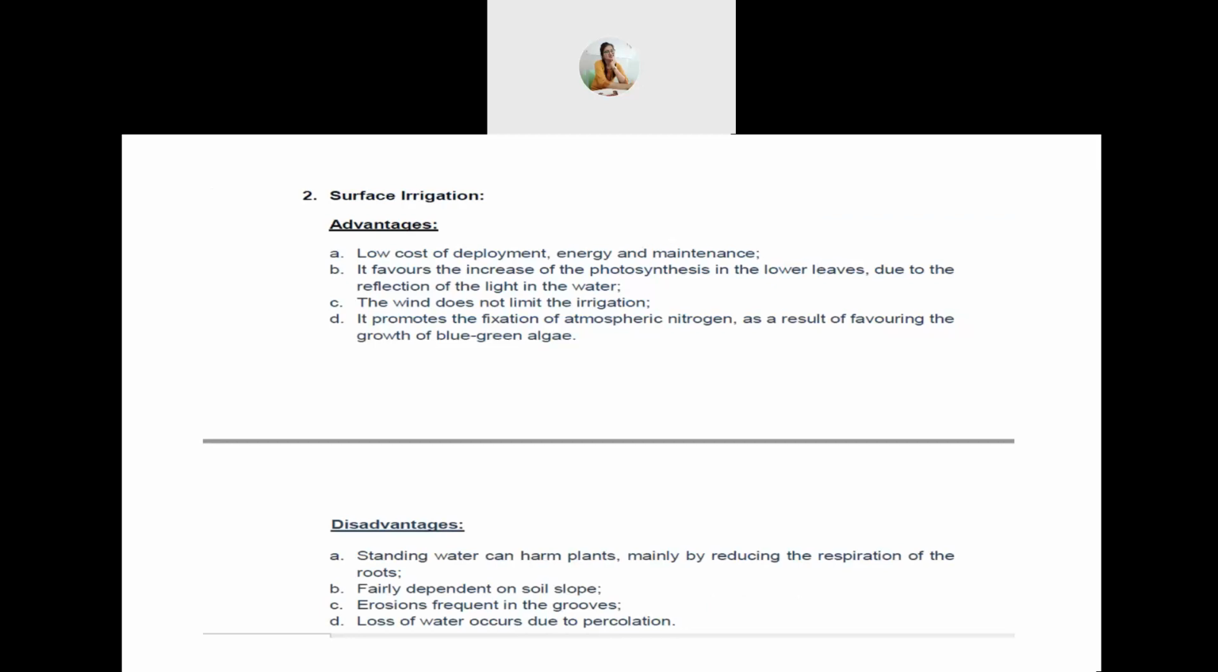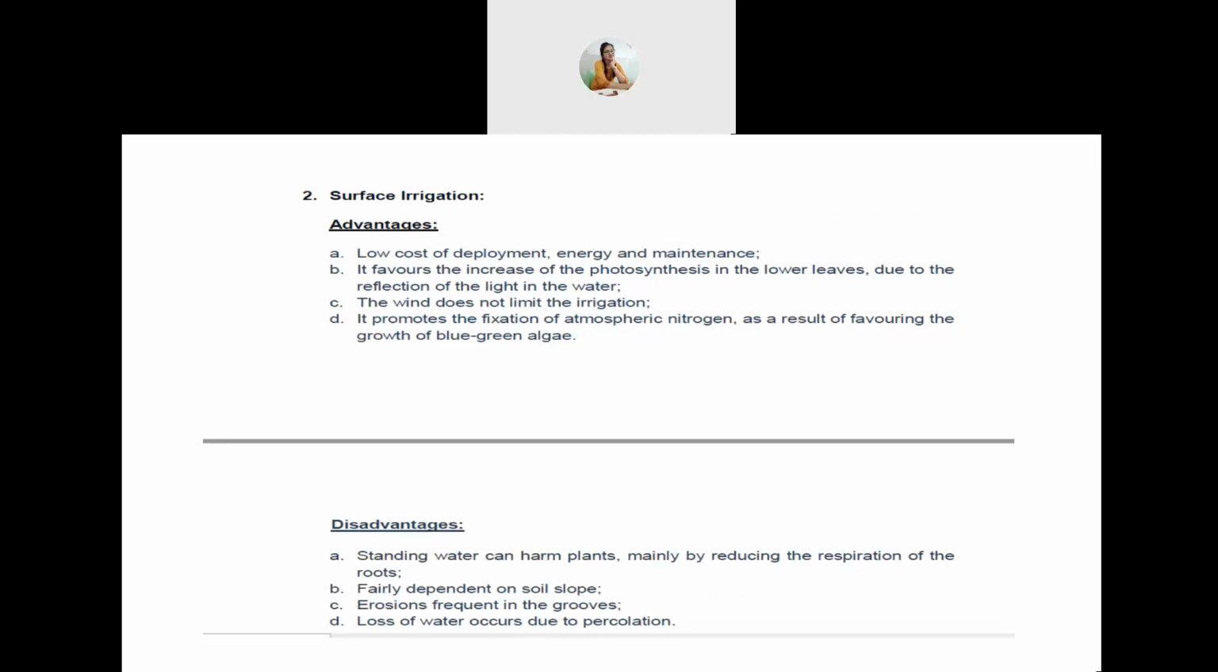Number 2 is surface irrigation. Its advantages are: firstly, low cost of deployment, energy, and maintenance. Second, it favors the increase of the photosynthesis in the lower leaves due to the reflection of the light in the water. Third, the wind does not limit the irrigation. Fourth, it promotes the fixation of atmospheric nitrogen as a result of favoring the growth of blue-green algae.